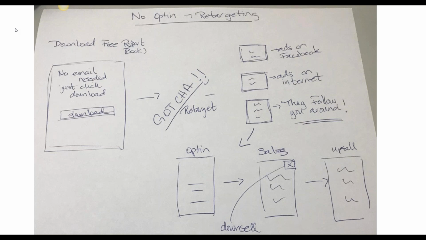So what happens is it asks them to download a free report or a free ebook, and on the page it says no email needed, just click download and it'll download. So they're thinking, wow, this is amazing, especially if it's in a niche that always asks for name and email addresses. So once they land on the page, you've got them and you tag them so you can retarget them. Anybody not know what retargeting means?